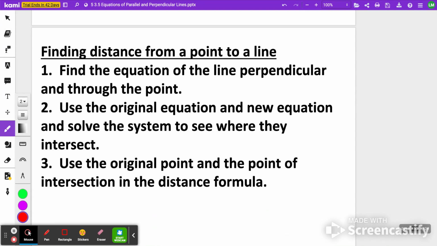In order to find the distance from one point to the line that is given, first we find the equation of the line perpendicular and through the point. So we're going to use point slope form, making sure that we have that perpendicular slope guaranteed. Then we're going to use that original equation and new equation to solve the system to see where they intersect. This is when we're going to substitute for y and set it equal to the new equation. The last thing we'll do is use the distance formula by plugging in those new points and the original point to find the distance of those items.